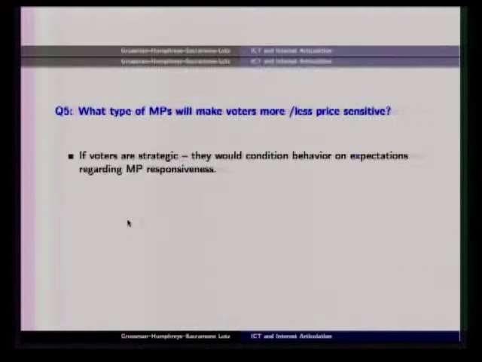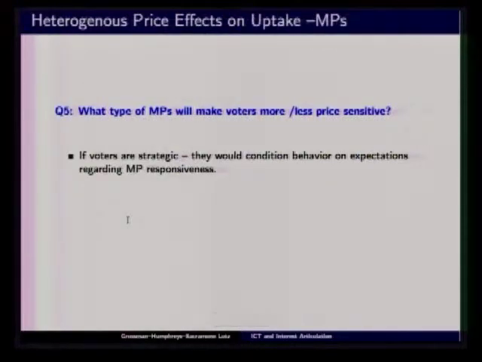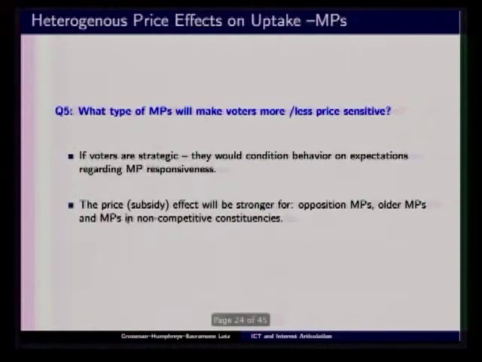And the constituency. To the extent that voters are strategic and they condition their behavior on whether they think the MP will respond to them, they might be more price sensitive if they think that the MP is not really likely to respond. So that's another thing we'll be testing. For example, the price effect might be much stronger when there's an opposition MP that doesn't have much power, so you're going to be more price sensitive.